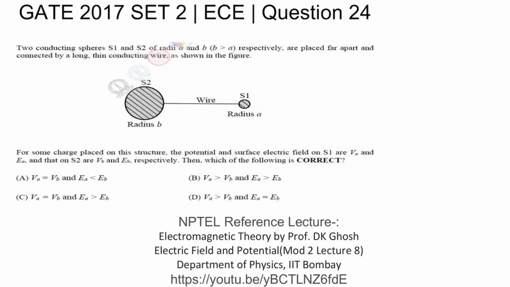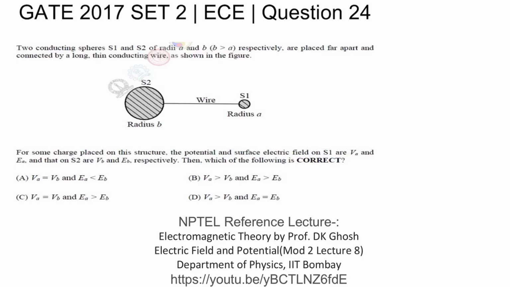This is GATE 2017 set 2 ECE question number 24. It says that two conducting spheres S1 and S2 of radius A and B, where B is greater than A, respectively, are placed far apart and connected by a long thin conducting wire as shown in the figure.